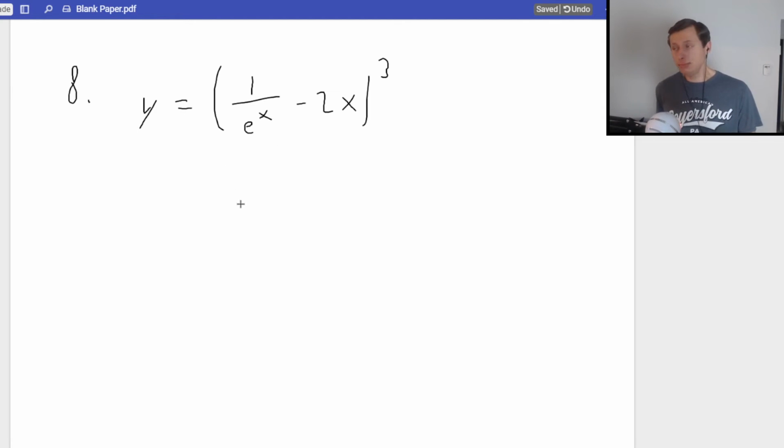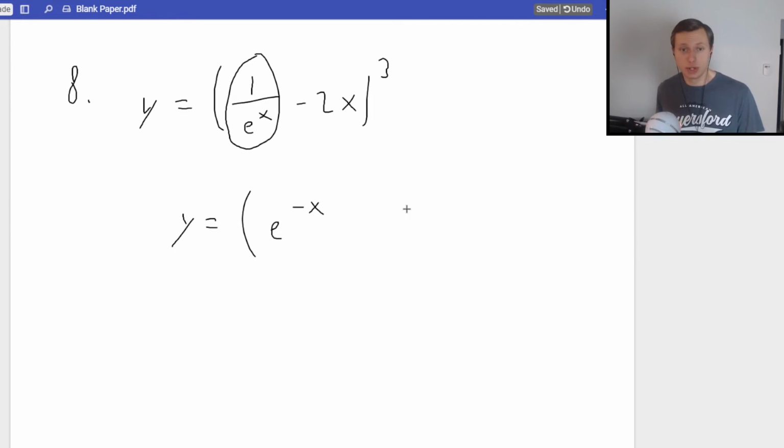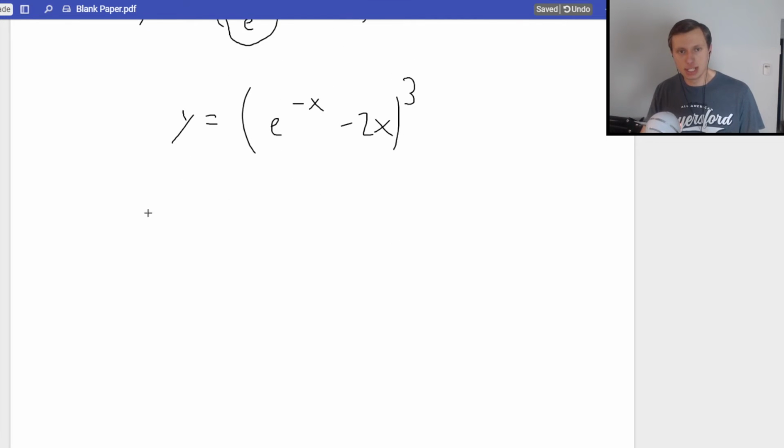So this is going to be a chain rule. I know I'm going to have trouble with this 1 over e to the x, though. It's going to be a quotient rule, unless I rewrite it as y equals the quantity e to the negative x power, right? Whenever you raise it to a negative power, you're saying take the reciprocal. So now it's back in the numerator. e to the negative x minus 2x, that's cubed. Great. Now this is a much easier derivative to take.